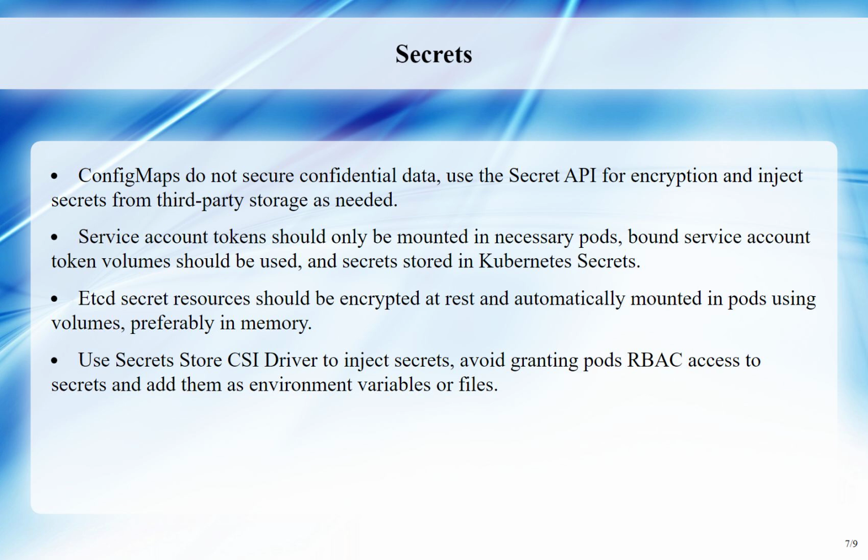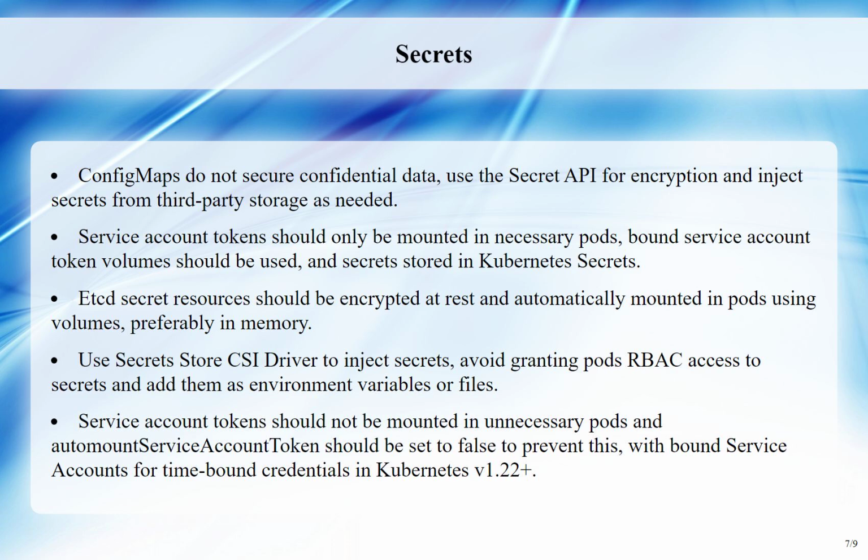It is advisable to avoid granting pod service account RBAC access to secrets, and instead add secrets as environment variables or files. Service account tokens should not be mounted in pods that do not need them. The automount service account token setting should be set to false to prevent this. Bound service accounts should be used for time-bound service account credentials in Kubernetes v1.22 and above.